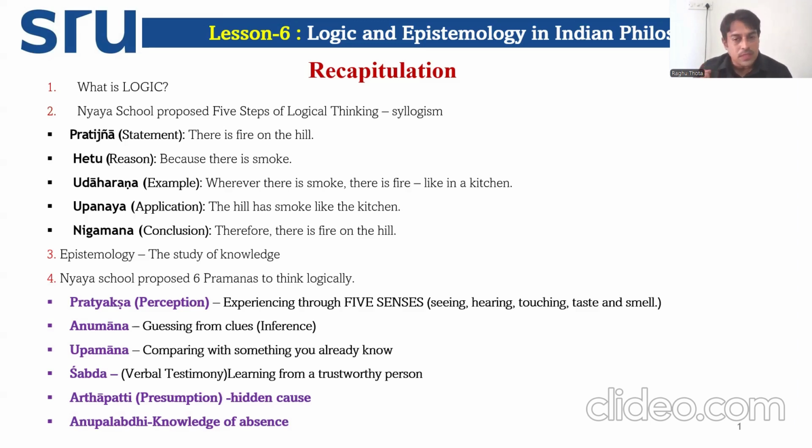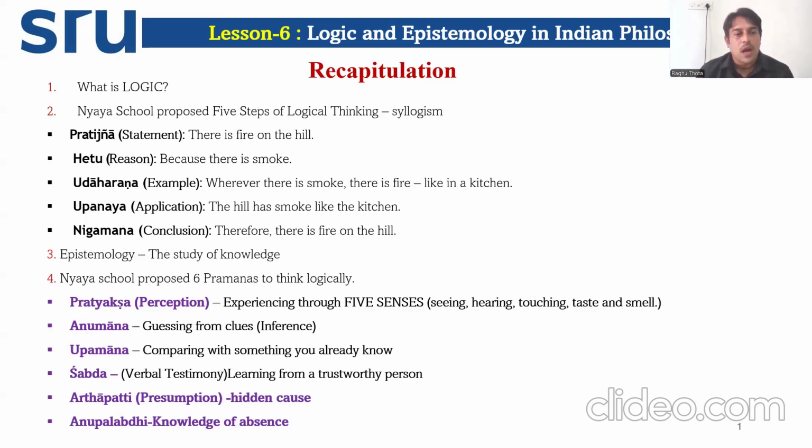For example, you can see a situation, witness it, hear it from somebody, or touch it, taste it, smell it. Based on that, you can come to a conclusion and identify the truth behind it. So that is called pratyaksha, experiencing through the five senses. Through that, you can come to the conclusion.